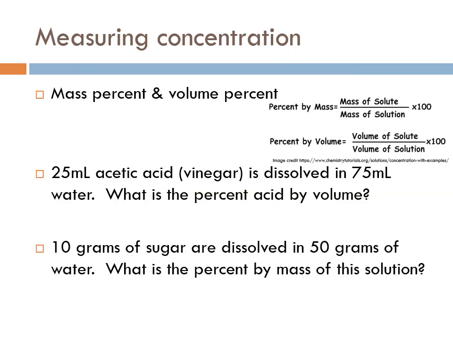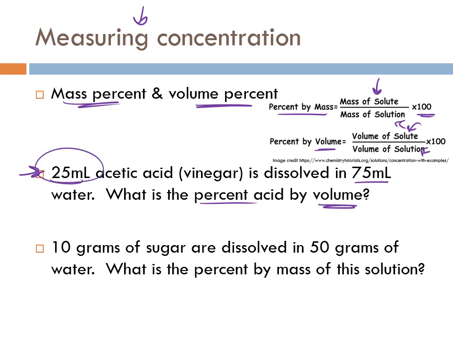All right. Other ways we can measure concentration, we can look at mass percent and volume percent. So percent by mass, mass of the solute divided by mass of the solution, turn it into a percent by multiplying by 100. 25 milliliters of acetic acid dissolved in 75 milliliters of water. The percent by volume, same idea. We're just looking at volumes instead of masses. So I'm going to take my 25 milliliters of vinegar. 25 milliliters is the volume of the solute.